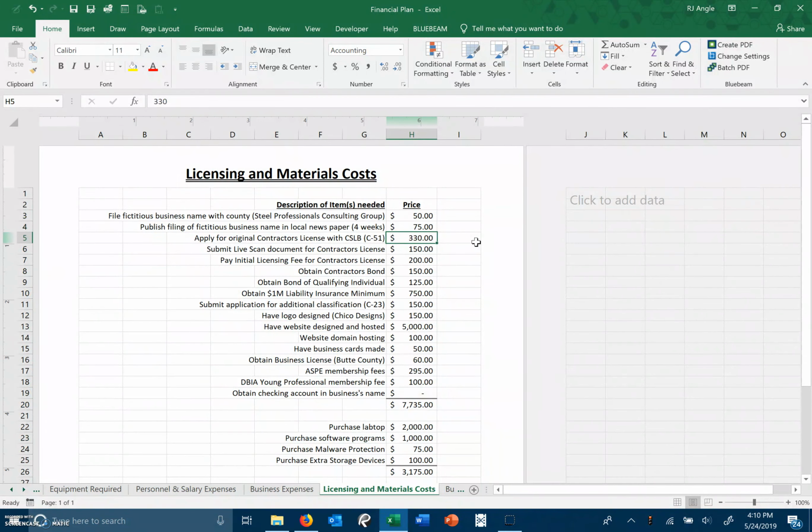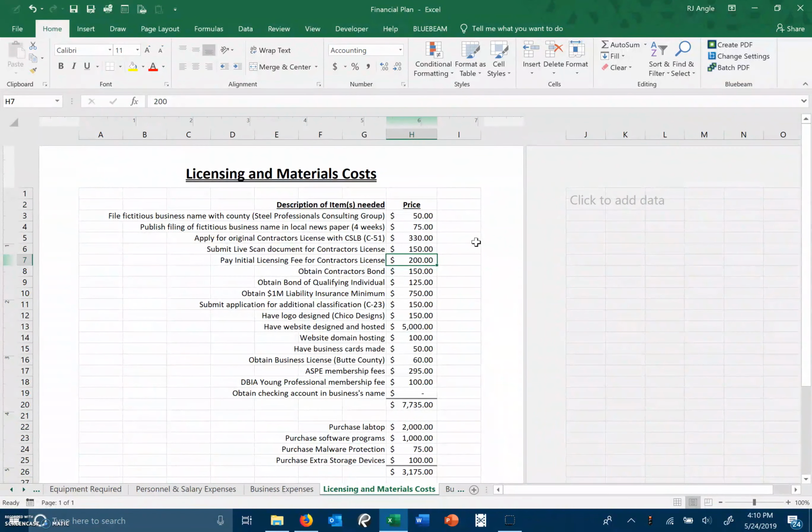My application fee for my contractor's license is $330. You have to do a live scan in conjunction with your application fee for them to even process that, which is about $150 to be done. Your initial licensing fee, let's assume that I passed the test and I'm qualified to become licensed. Even after the whole processing and application fee, I now have to pay another $200 just to even receive that.